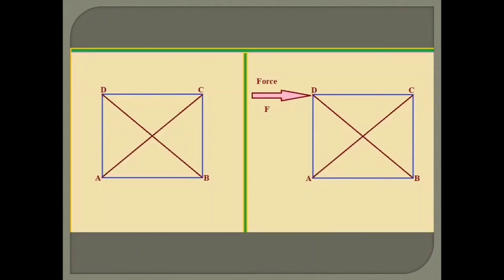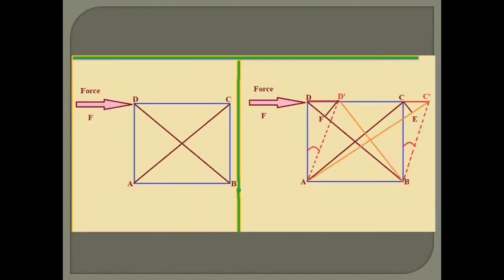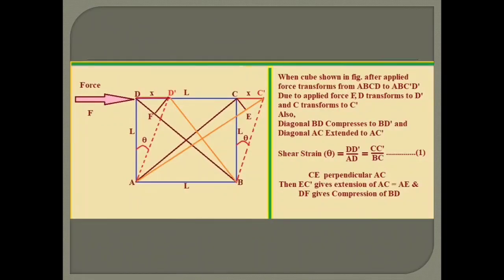and there are two diagonals BD and AC. Here you are observing after the application of force along DC, then what happens? The cube shown in the figure, after the applied force, transforms from ABCD to ABC dash D dash.